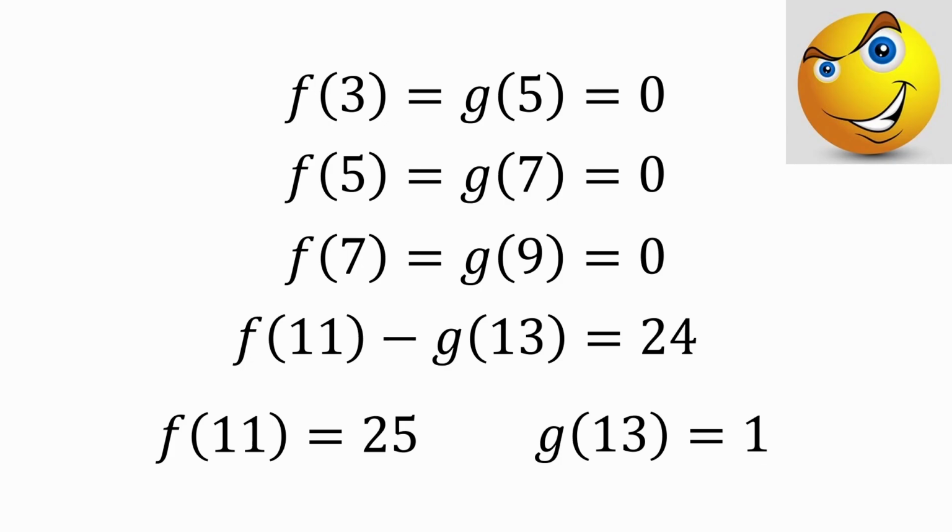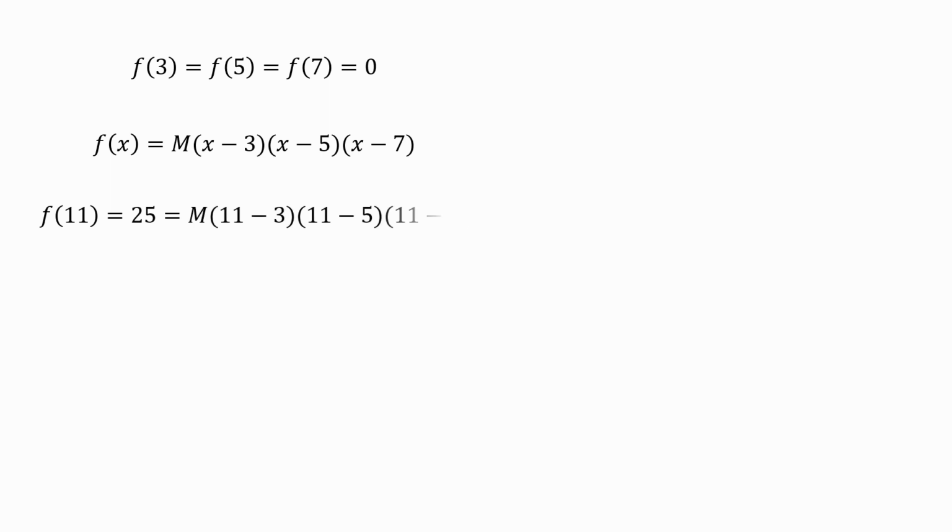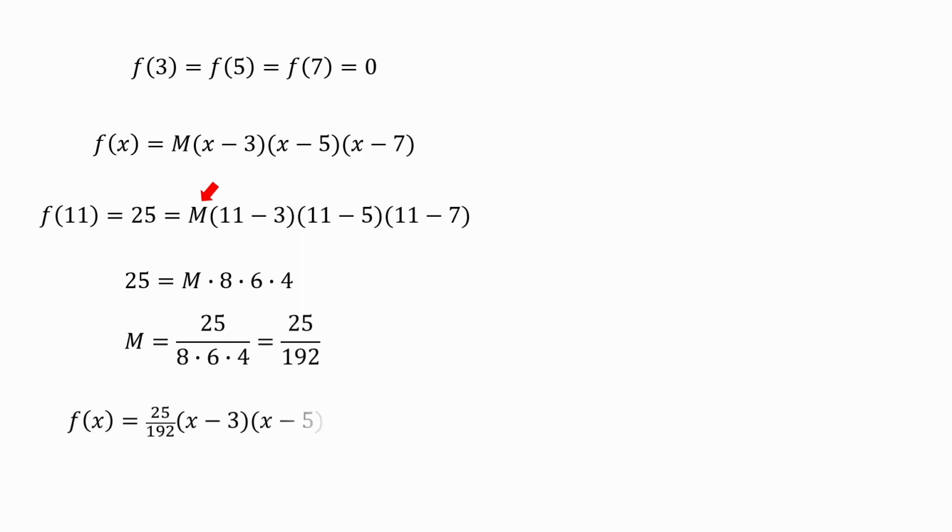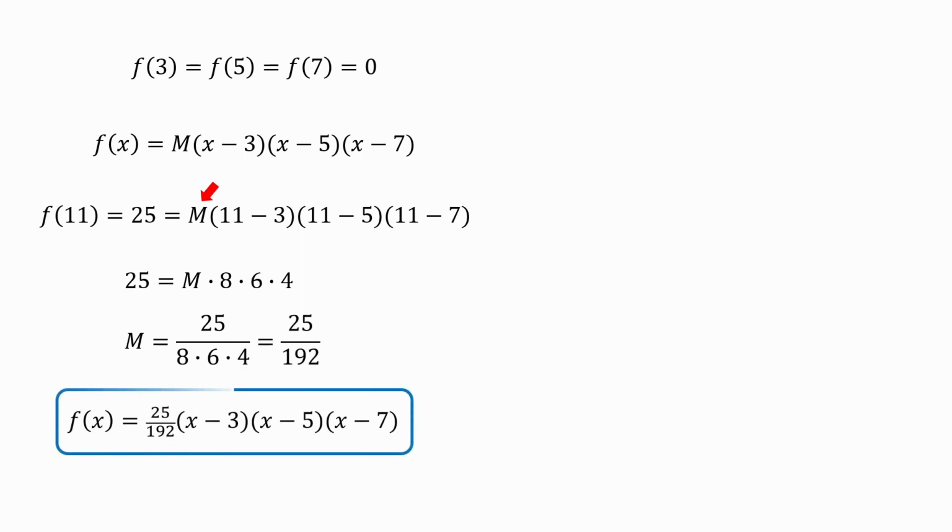Now we have all the ingredients to figure out f of x and g of x. We'll attack f of x first. Since we forced zeros at 3, 5, and 7, we can write f of x as a product of these 3 linear factors. And since we assigned f of 11 to equal 25, we can solve for the polynomial constant m. Plugging 11 in for x, we get 25 equals m times 8 times 6 times 4, so m is 25 over 192. And f of x is now fully defined as follows.